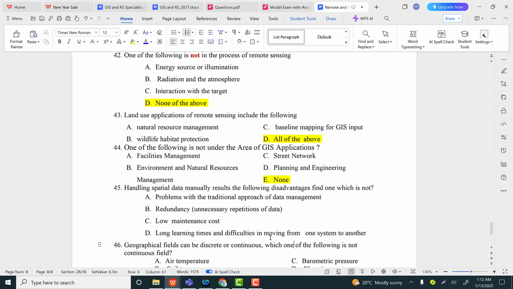Handling spatial data manually results in the following disadvantage. Find one which is not. A. Problem with traditional approach of data management. B. Redundancy, unnecessary repetition of data. C. Low maintenance cost. D. Long learning time and difficulty in moving from one system to another. So the answer for question number 45 is C.